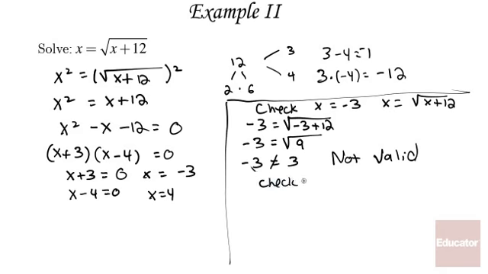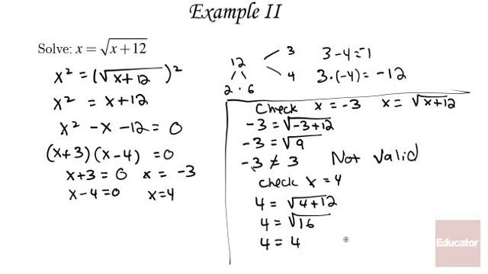So I'm going to check x equals 4. That's going to give me 4 equals the square root of 4 plus 12. So 4 equals square root of 16. The square root of 16, the principal square root, is 4. This is a true statement. 4 does equal 4. So this second solution is valid. Therefore, x equals 4 is my only valid solution for this first equation. And I have another extraneous solution, and I have one real solution.